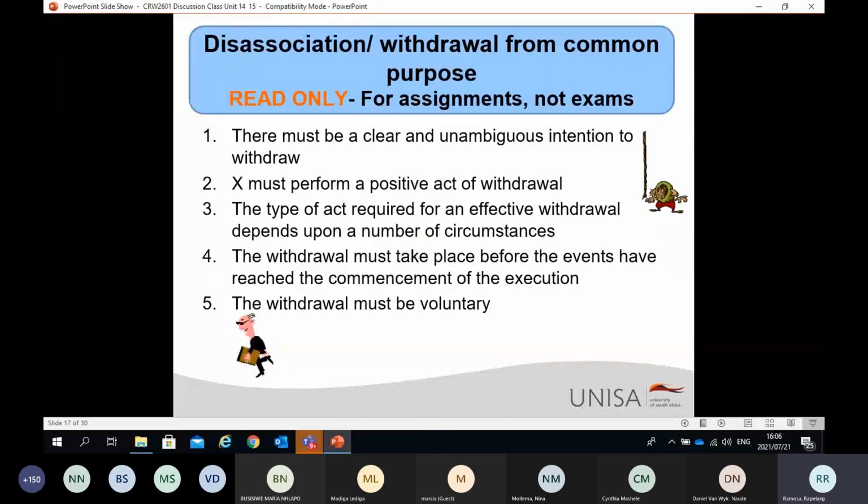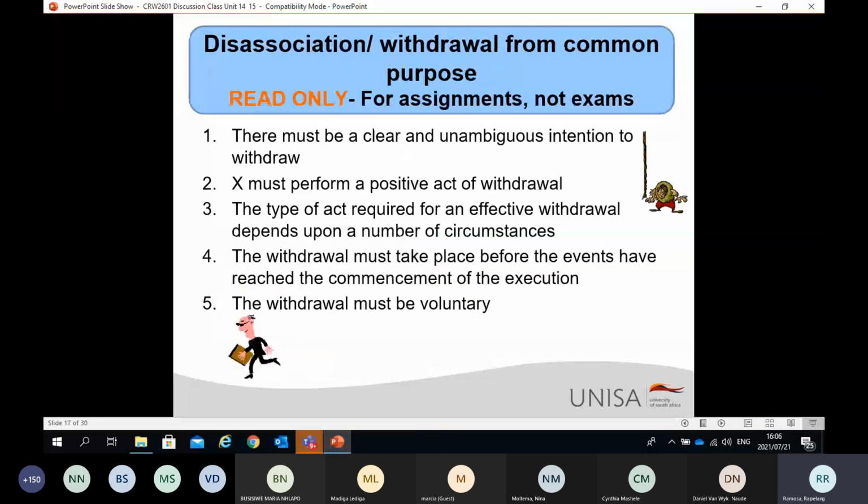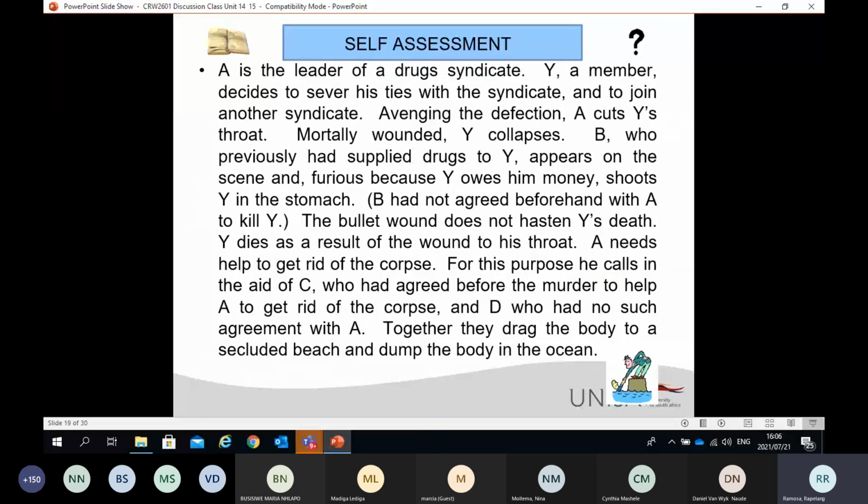Now, that brings us to the end of the question of liability for common purpose. But before I get onto this particular exercise, I think it's important that I cover the issue of accomplice and accessory liability briefly before we get to this self-assessment exercise, which involves those other aspects as well.